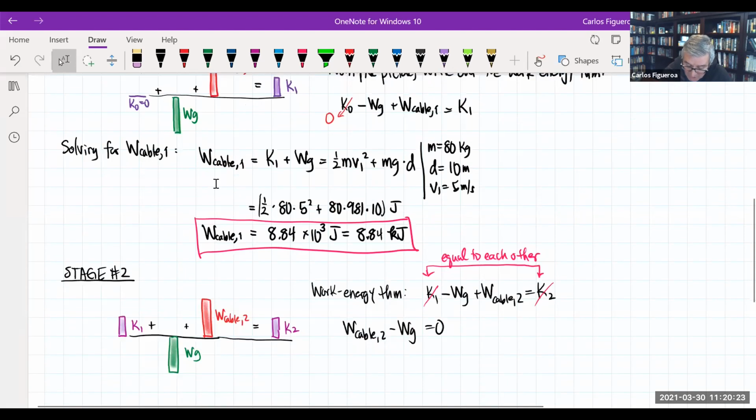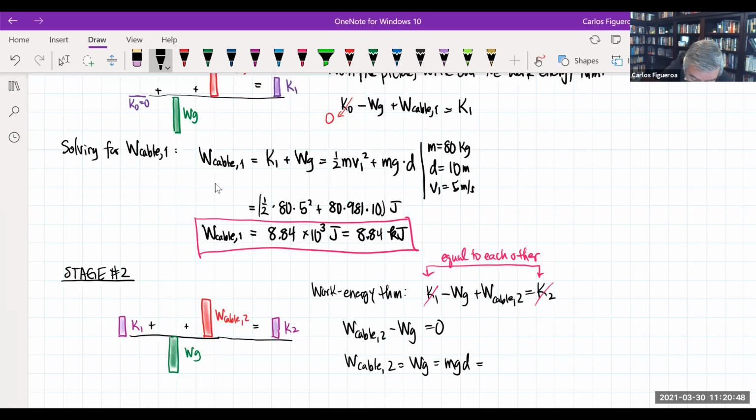So just from physics, we knew that's the case here. So then it tells me that the work of the cable at 2 must be the work of gravity, which we already did the details upstairs in stage 1. So then if I look at this thing, I know the mass, of course I know g and I know d. So if I compute this, I'm going to get the exact same as before. So it's got to be 80 kilograms times 9.81 times a distance of 10.